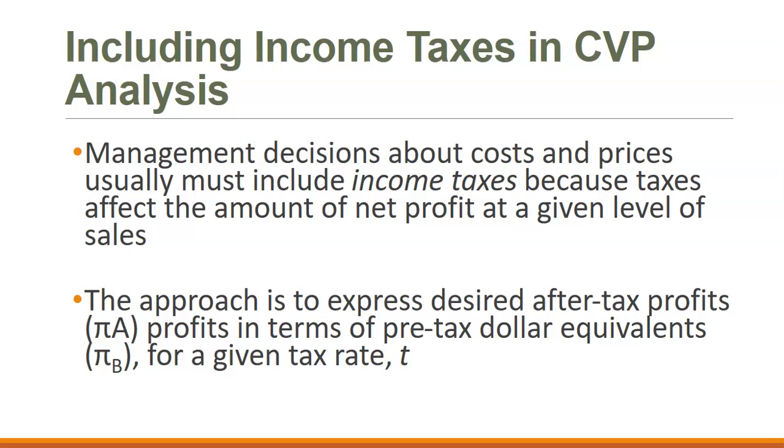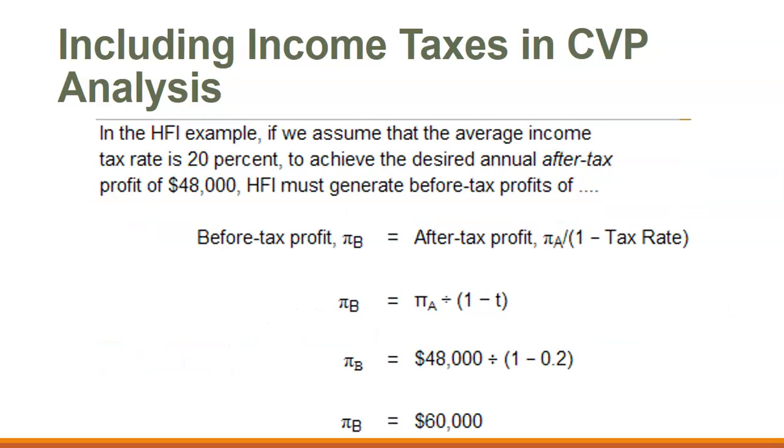We also can use our income taxes in CVP analysis. We must usually include the income tax effect because that affects the amount of net profit at any given level of sales. So we're going to look at after-tax profits and pre-tax dollar equivalents for a given tax rate. Before, we were looking for the before-tax profit of $48,000. Now, if we want $48,000 to be our after-tax profit with a 20% income tax rate, what must our before-tax profits be? We take the desired after-tax profits of $48,000 and divide by 1 minus our tax rate. This tells us that our before-tax profits need to be $60,000 in order to have a $48,000 after-tax profit.